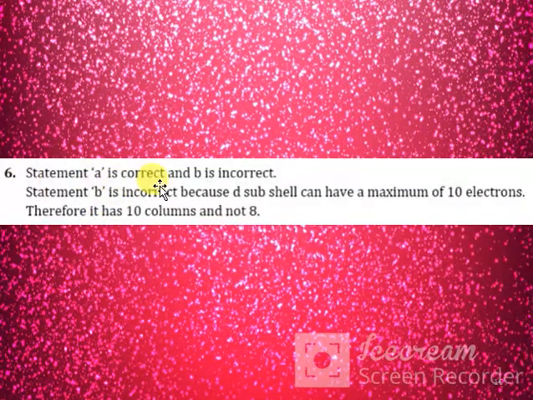Statement A is correct and B is incorrect. Statement B is incorrect because the d subshell can have a maximum of 10 electrons. Therefore, it has 10 columns and not 8.